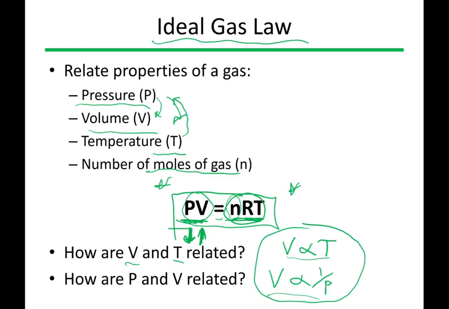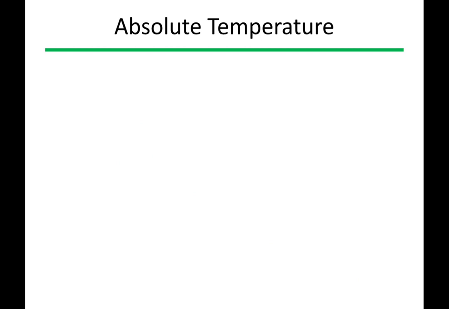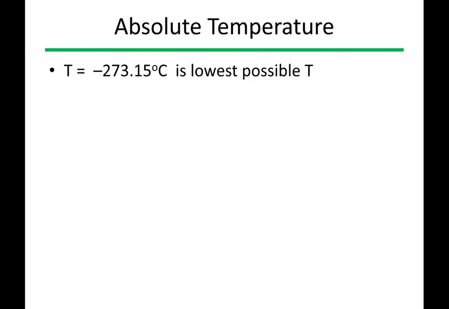One thing we haven't done yet is define the units in the ideal gas law, and for this we need to talk a little bit about absolute temperature. So if we're thinking about just temperatures, negative 273.15 degrees Celsius is literally the lowest possible temperature. That's the complete absence of heat. You can't get any colder than that. This is also called absolute zero.